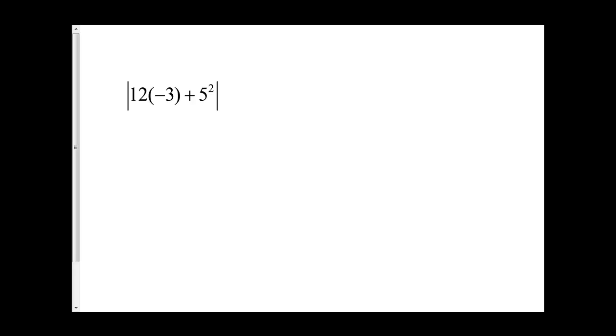In this equation, I have to remember my order of operations. So the first thing I'm going to do is my exponents, because it's within the brackets of my absolute value symbols. So 5 squared is going to be 25.